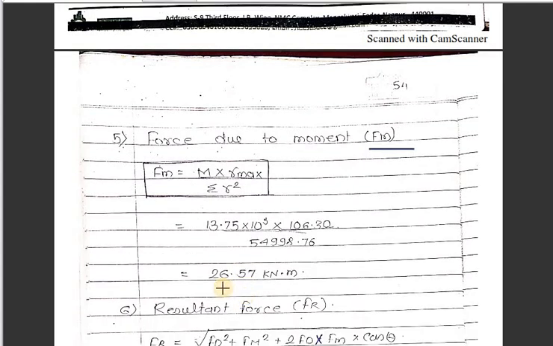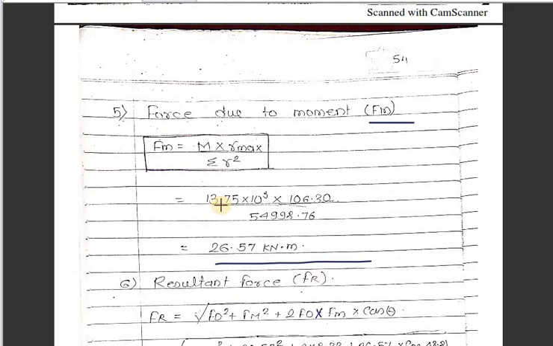What is the force due to moment? It comes to be 26.57, and converting this into meters, it comes to be 26.57 kilo Newton meters. Why? Because it is moment. So 26.57 kilo Newton meters.